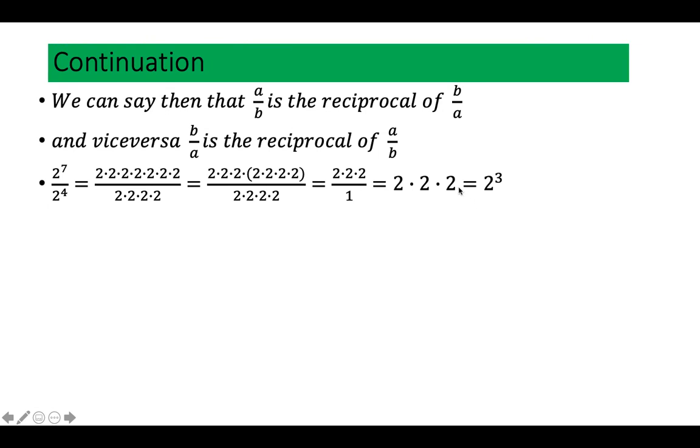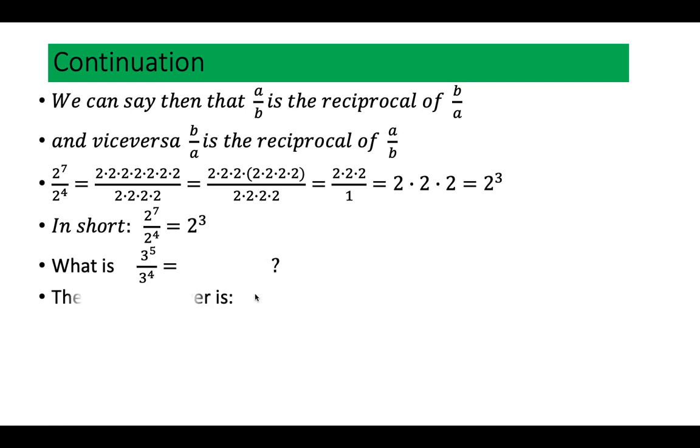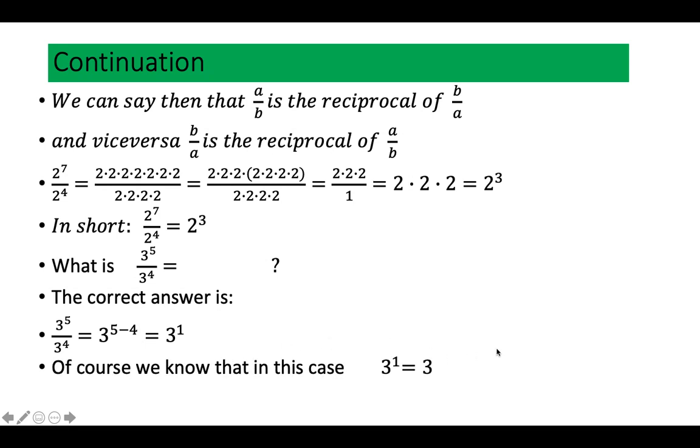So this, we can do maybe once or twice so that we understand it. But after that, we will look at the exponents 7 and 4 and we will figure out how to get the 3. It's not too hard to notice that you're subtracting 7 minus 4 equals 3. So in this case, 3 to the 5th over 3 to the 4th, I'll give you 1 second to guess it. And of course, yes, the correct answer would be 3 to the first power. As we said before, 3 to the first power equals 3. So in this case, we can even simplify more.